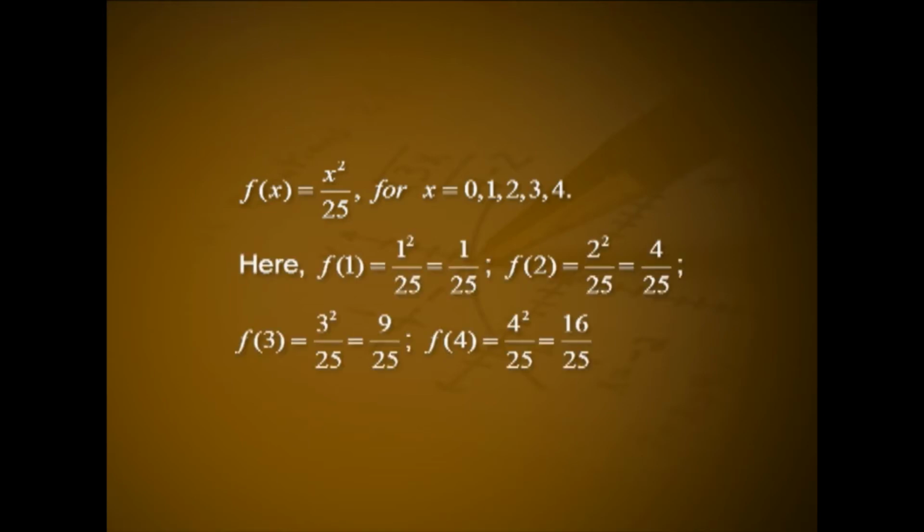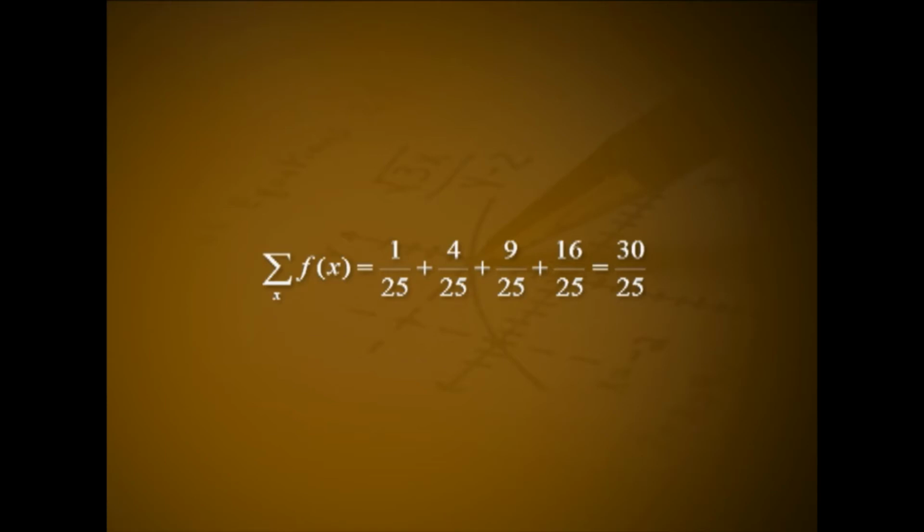Number 2. Given f of x is equal to x square divided by 25 for x equal to 0, 1, 2, 3, 4. Here f of 1 equal to 1 square by 25, that is equal to 1 by 25. F of 2 equal to 2 square by 25, that is 4 by 25. F of 3 equal to 3 square by 25, that is 9 by 25, and f of 4 equal to 4 square by 25, that is 16 divided by 25. F of x is greater than or equal to 0 for all x. Then f of x satisfies the first property of PMF.